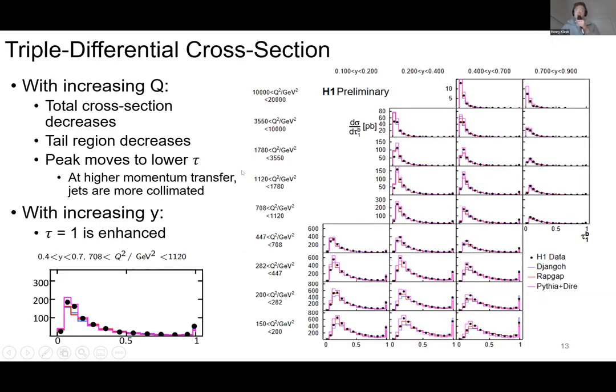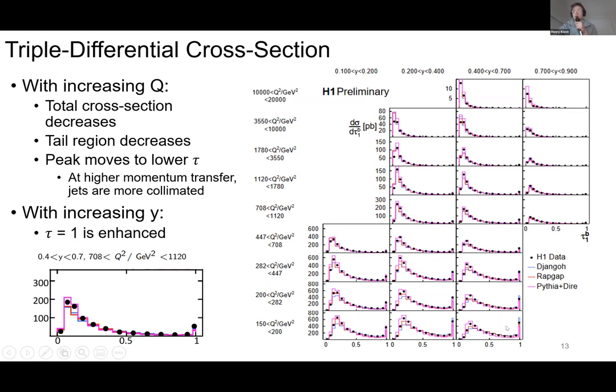So the nice thing about doing things inclusively is you can break it out into a triple differential measurement in tau_1b, Q squared and y, the inelasticity. In these patch plots, we have increasing y from left to right, and increasing Q squared from bottom to top. As you increase Q squared, you see that generally the peak tends to shift further to the left, as one expects. You expect your jets to be more collimated. And you also see that the tail region dies off at higher Q squared, which is also to be expected. So that's great.